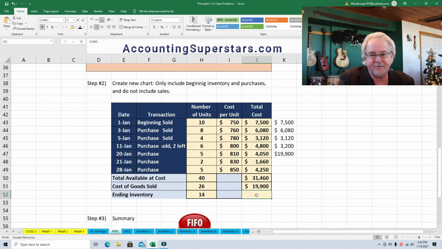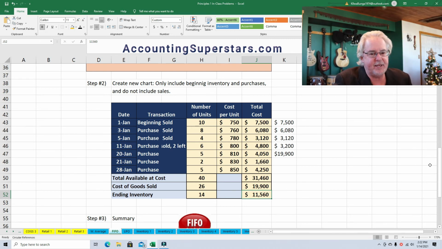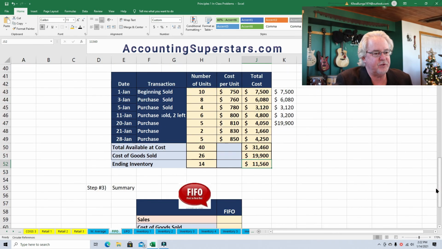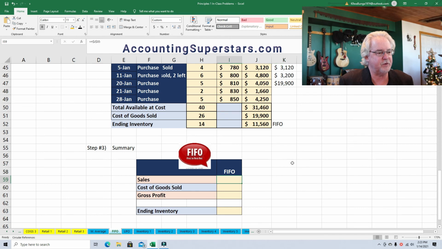Now to figure out our ending inventory, that's real easy. All we got to do is subtract here, right? 31,460 minus 19,900, and we have what is left, 11,560. There we go. So ladies and gentlemen, here is our cost of goods sold based on first in, first out. So let me make a note here. First in, first out.